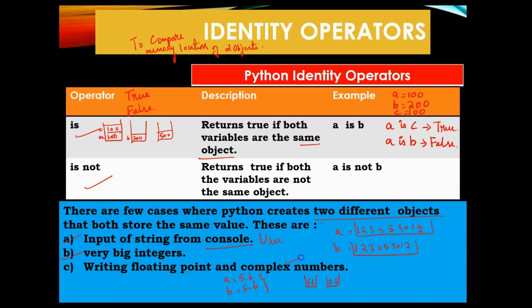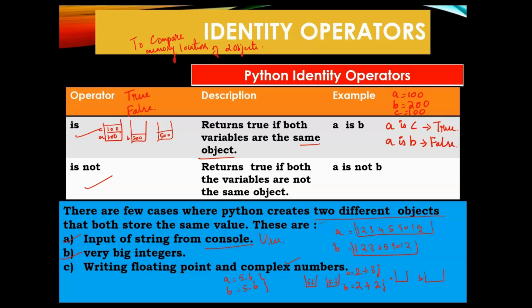For complex numbers it is the same thing. A is 2 plus 3j, and again I store the same value in B, 2 plus 3j. These will be sharing different memory locations. A will be stored in one location and B in some other memory location. So if it is a small number, it shares the same memory location. If it is a big number, it will share a different memory location. If it is a floating point, it does not share the same memory, and if it is a complex number also, it does not share the same memory location.